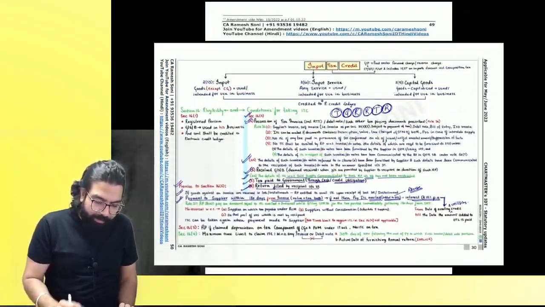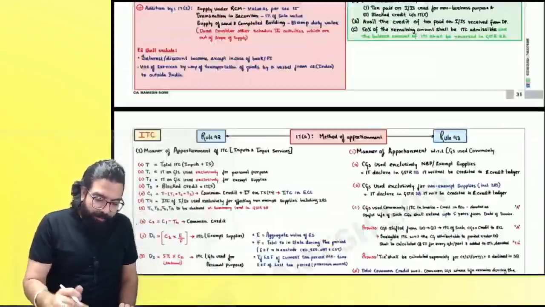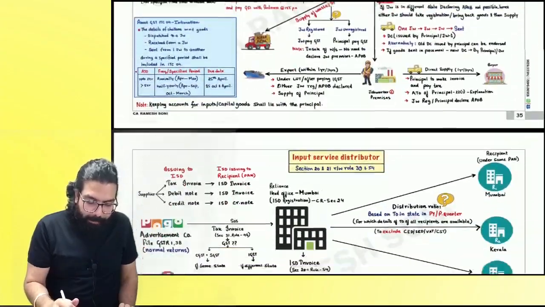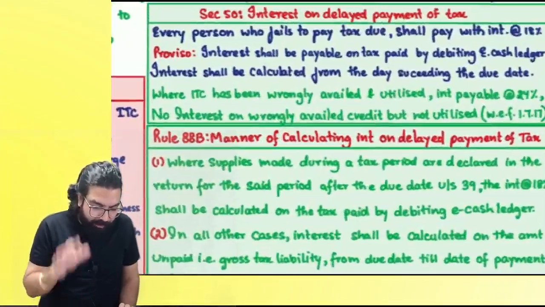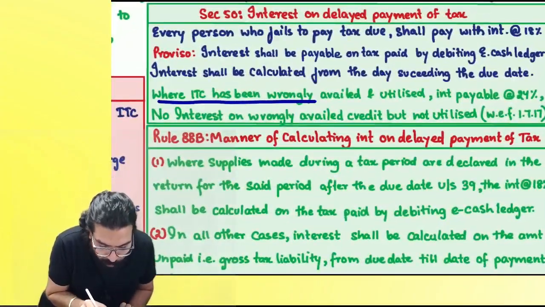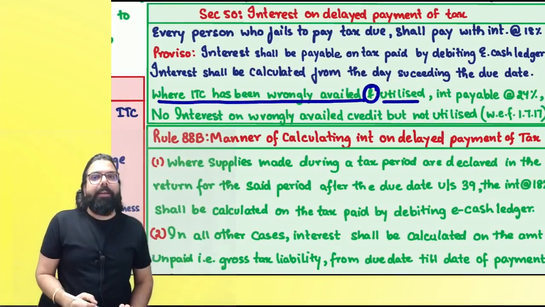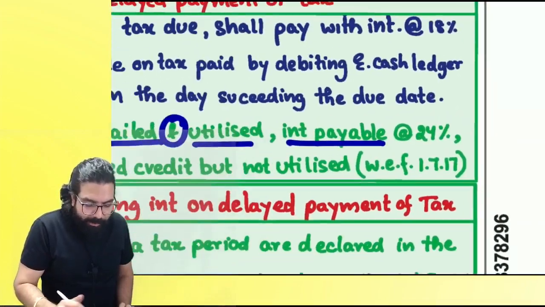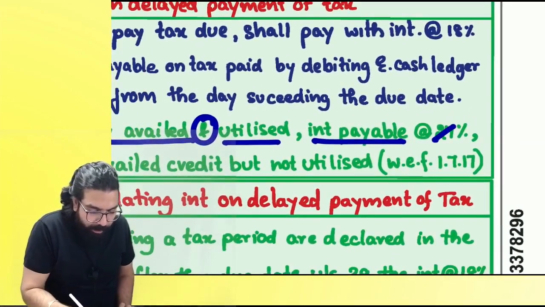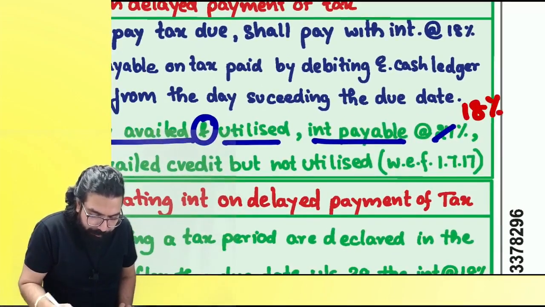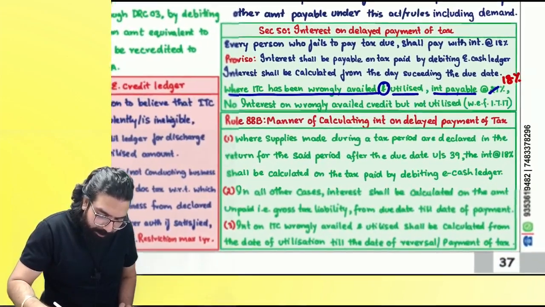When we read section number 50 of the payment of taxes chapter, one minute, everyone. Whenever ITC has been wrongly availed and utilized, then you will be liable to pay interest. Actually, here there is an amendment. You will have to make it 18%. Chart number 37.